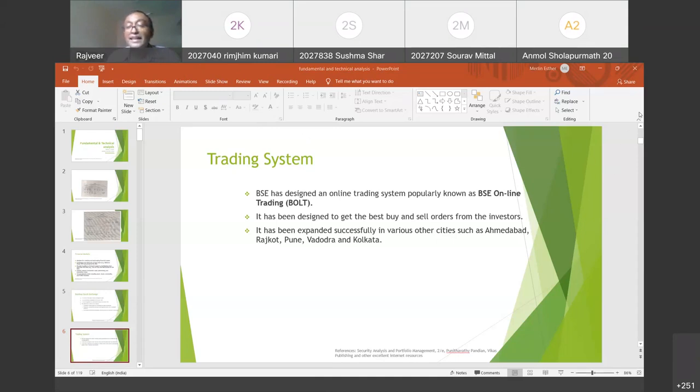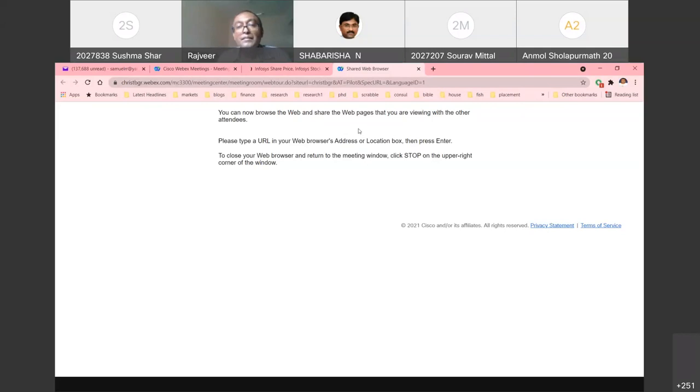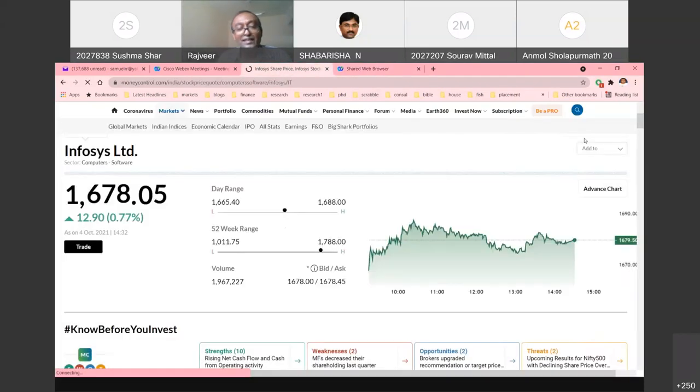Okay, so what do you see there? I think you have to share the content, sir. Oh, I have not. You can't see my screen. Okay, I'll share. Oh, yes. Is that shared now? Yes, sir. Okay. Can you see Infosys' price? Yes, it's visible, sir. Yeah, there you go.